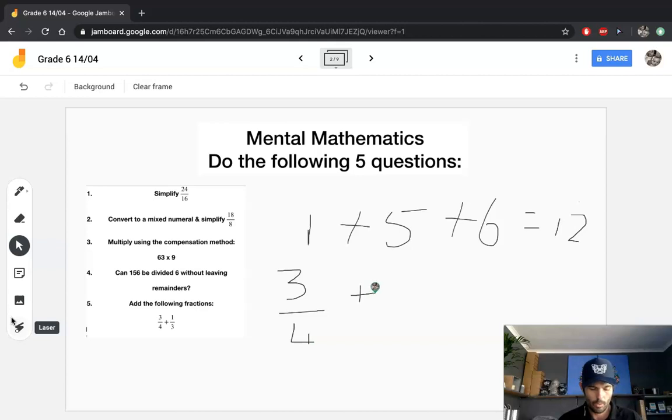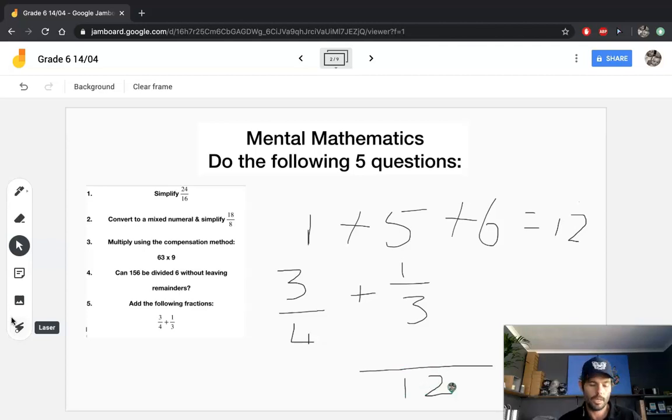Okay? And your last question, 3/4 plus 1/3. Okay, remember when I add fractions, and this is going to lead into the recap of adding and subtracting fractions that I mentioned in the schedule. I need to look for a lowest common denominator. My denominators need to be the same when I add my fractions. Okay, so my lowest common denominator here is going to be 12.